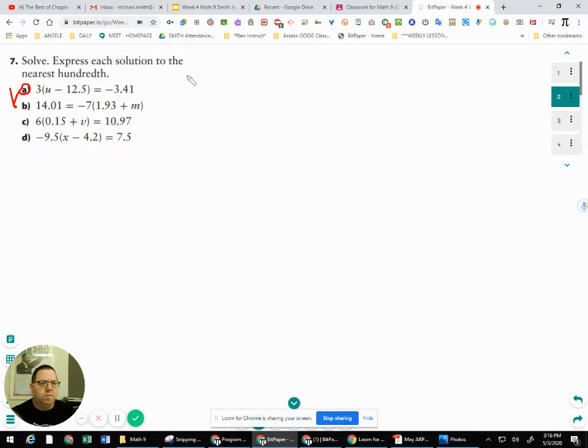All right, so we have 3 times (u minus 12.5) is equal to negative 3.41. Okay, again, first step. So this section, we have you practicing the distributive property. So you're going to distribute the 3 through the brackets. So you have 3 times 1u, which is equal to 3u, minus, just carry that sign down, 3 times 12.5.